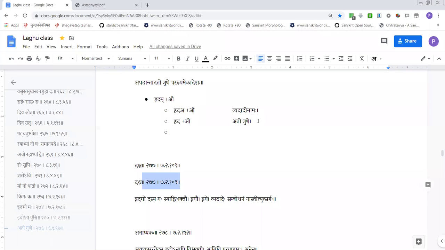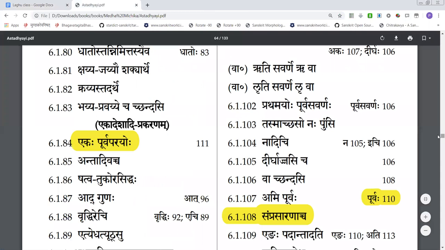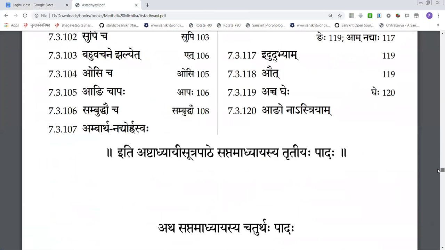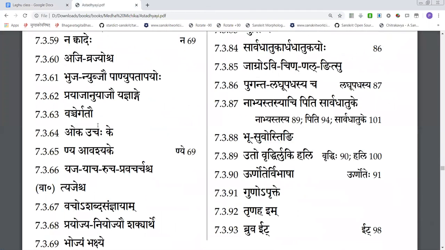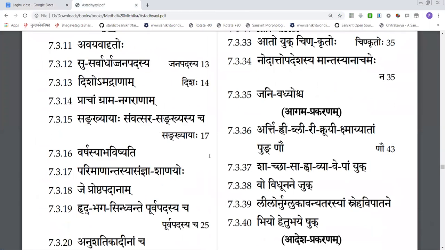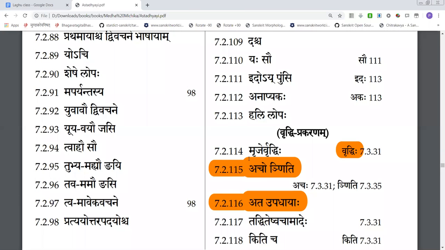Dascha what? So you look at the Anuvritti. 72101, dascha sutra. 72109, sorry, 72109 will give you. I'm really mismarking this.